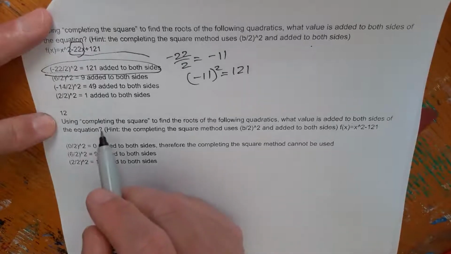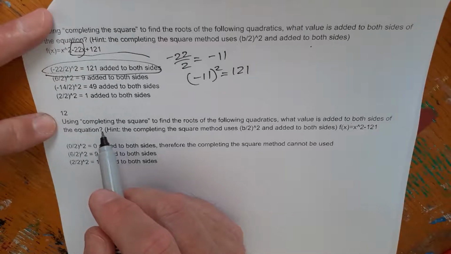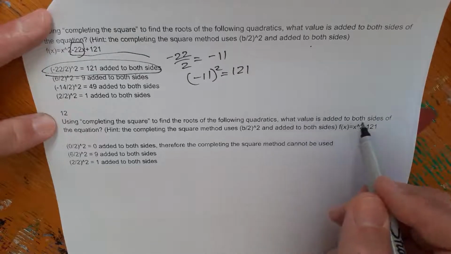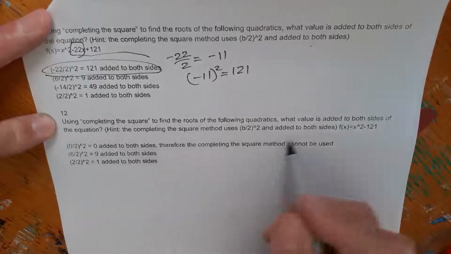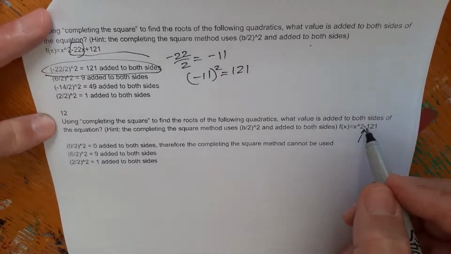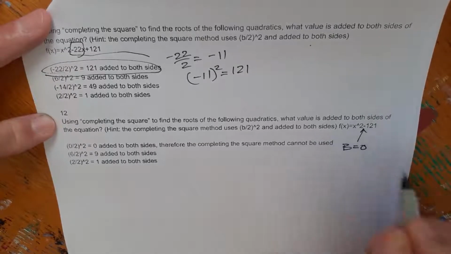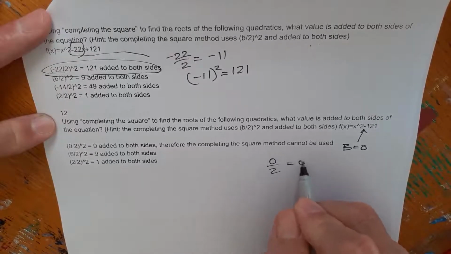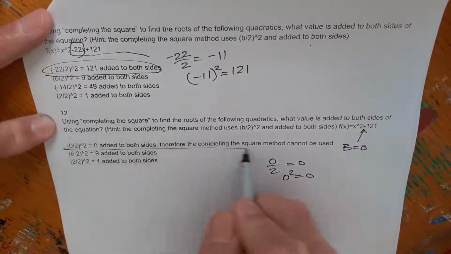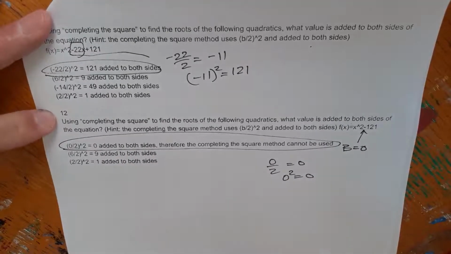All right, that's interesting. Maybe in a future lesson they're going to ask us to go ahead and solve for this to show the actual completing the square method. What value is added to both sides? Well, let's see here. Okay, they got a little bit interesting on us. There's no middle term, so b is equal to 0. So 0 divided by 2, you guys, is 0, and 0 squared is 0, right? We're not going to add nothing to both sides. 0.